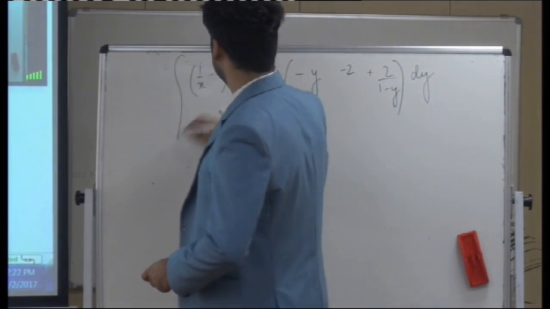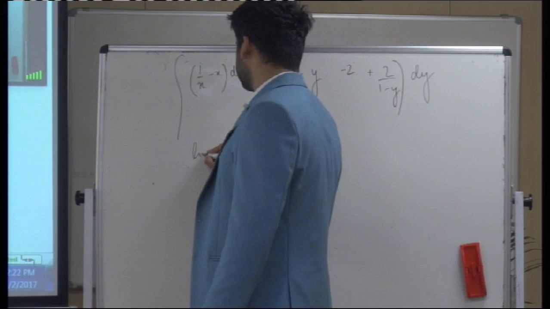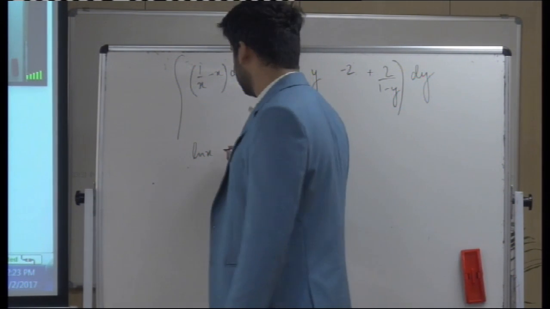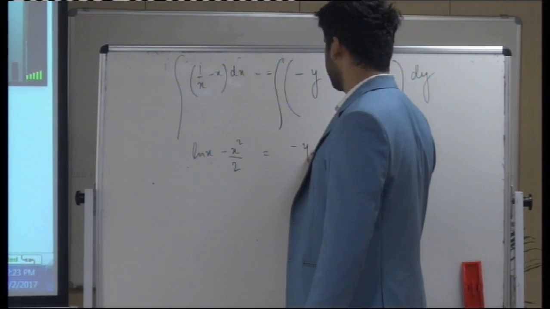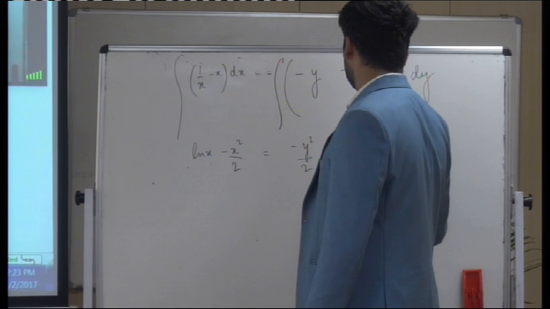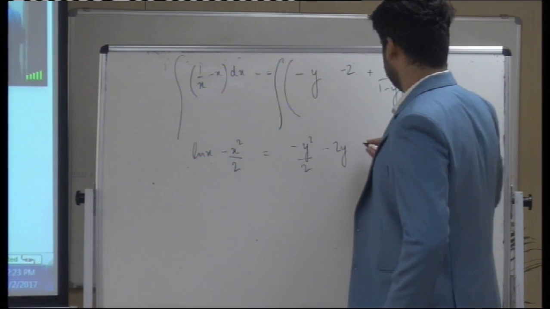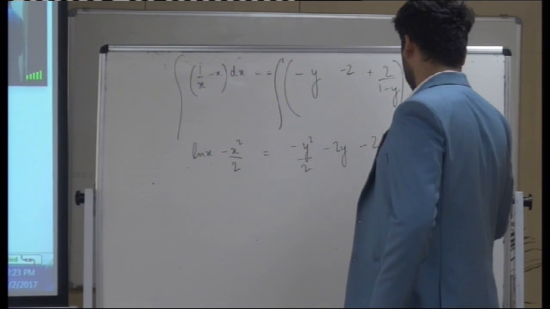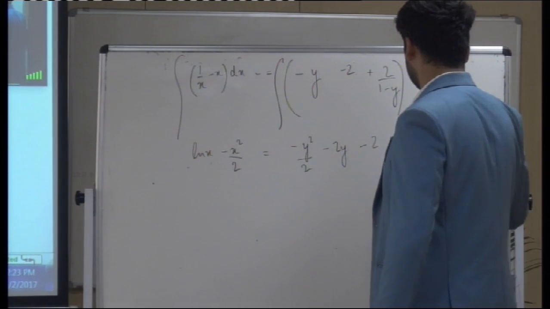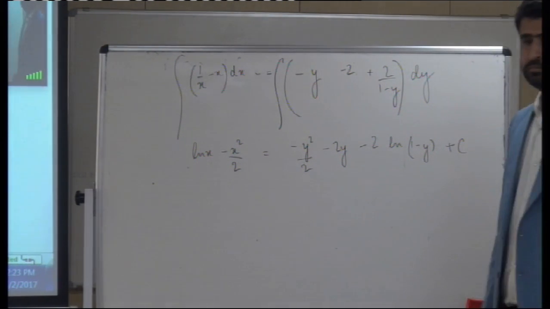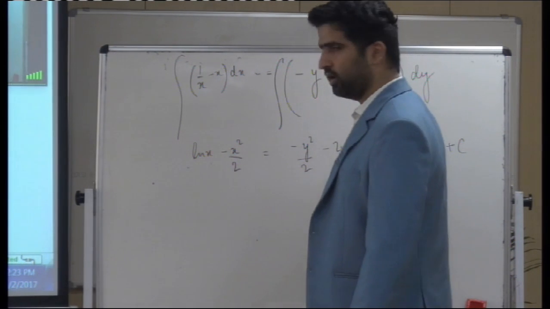Now, what is the integration of 1 upon x dx? ln x. Integration of x dx, integration of this. Plus or minus? Minus 2 times ln (1 minus y). And we'll also get a constant plus c. Okay. Next step, take all the logarithmic terms on one side, and all such terms on the other side.